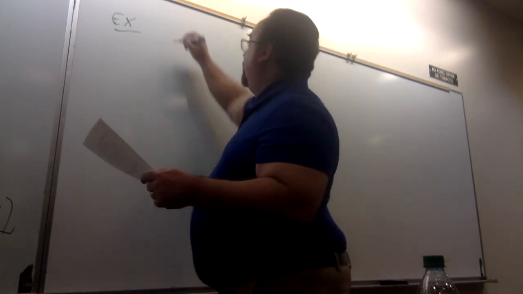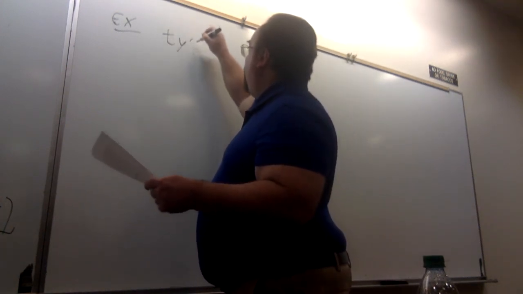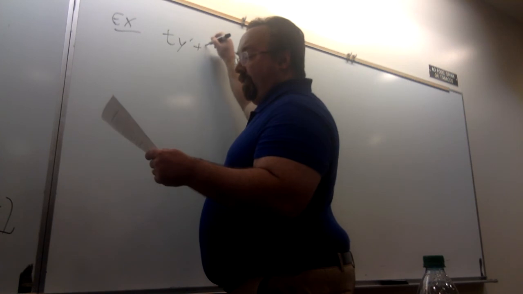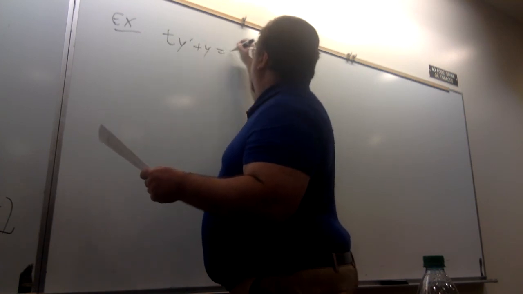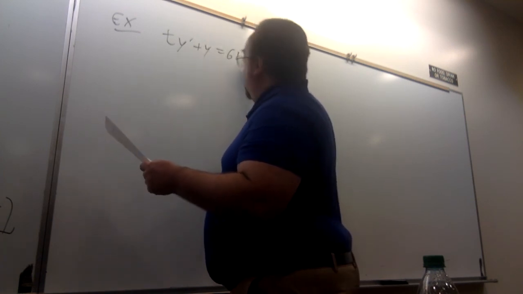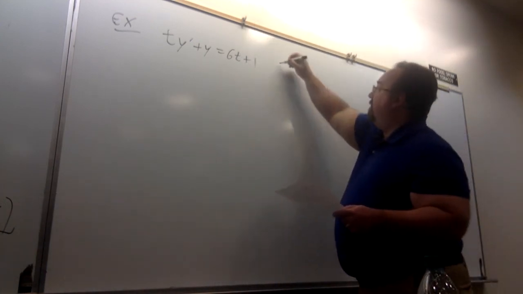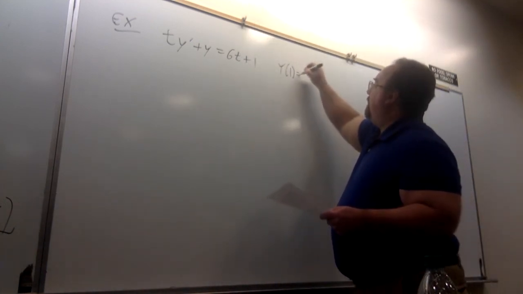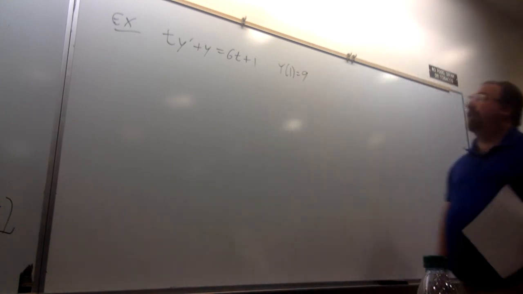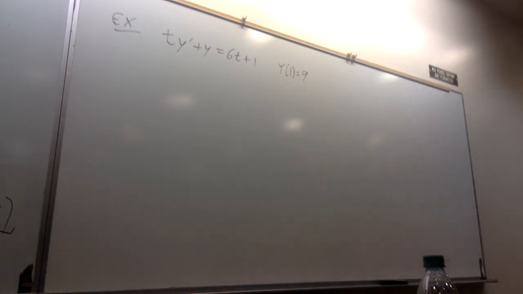All right, so this is written in a little different form. t y prime plus y is equal to 6t plus 1. And here, the initial condition specified is y(1) is equal to 9. Actually, I just wrote this problem straight off of homework, except the numbers may be different.